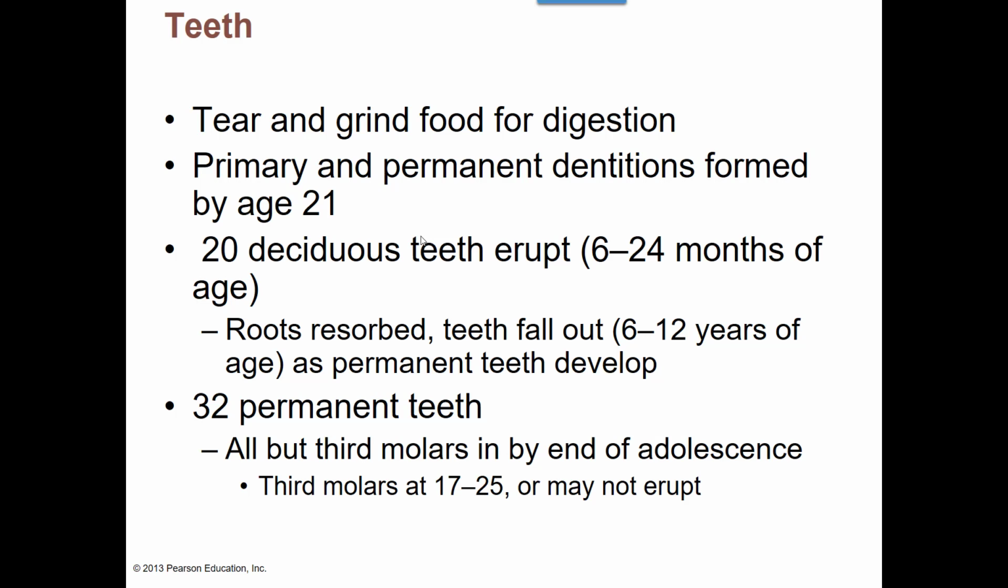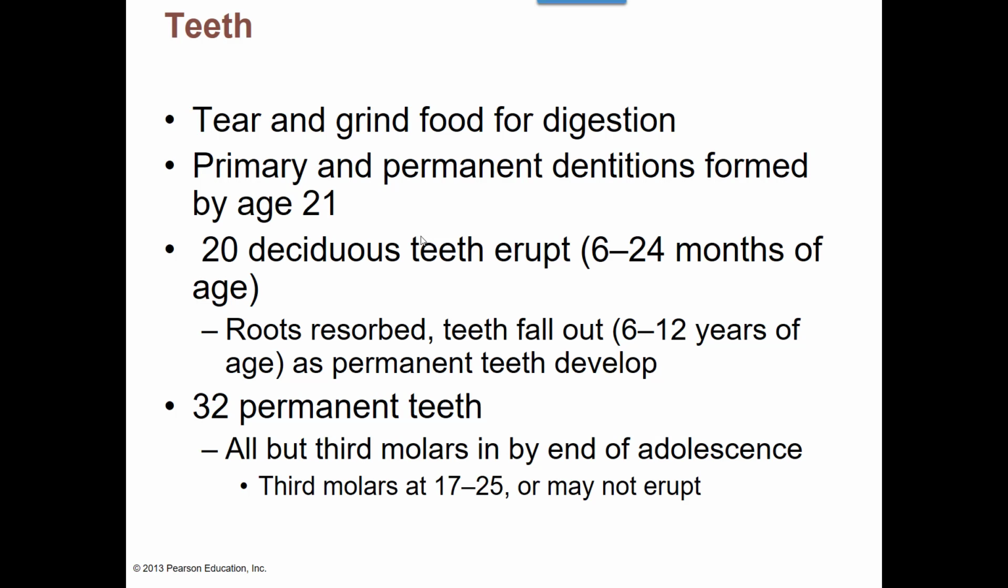By about the age of 12, all of your baby teeth will fall out because you have 32 permanent teeth that are trying to come in and replace those 20 teeth. Now, all but those third molars are in by the end of adolescence. Most of those are in, I'm going to say, by early teenage years.